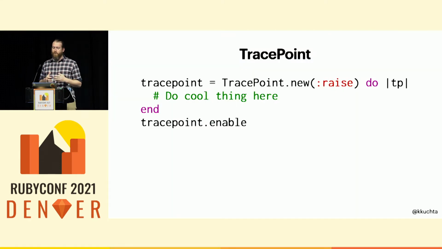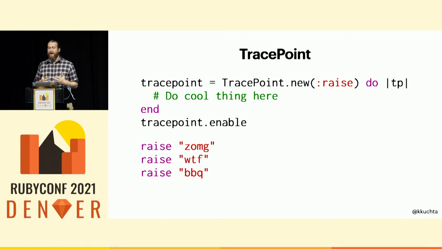Here I'm setting up a TracePoint to react to any time you raise an error. I do this by calling TracePoint.new, passing it the symbol raise, then giving it a block with something I want to do. Then after I've enabled this TracePoint, anytime I call raise, this block will be run. And there are other cool things you can do too.